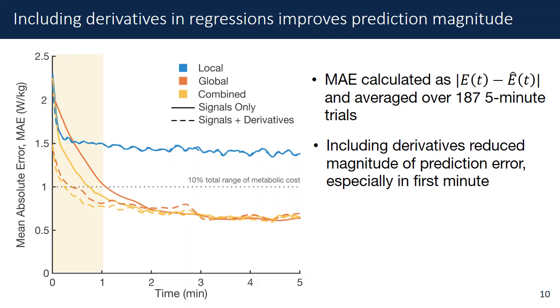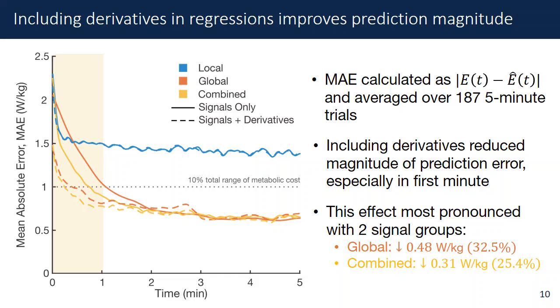The main thing that we notice is that including derivatives improved the magnitude of prediction error, especially in the first minute. This effect was most pronounced in the global and combined signal groups, while the local signals were less affected. In the first minute, including derivatives in the regression model reduced the error by 0.48 watts per kilogram for the global signals, a reduction of 32.5%, and reduced the error by 0.31 watts per kilogram for the combined signals, a reduction of 25.4%.